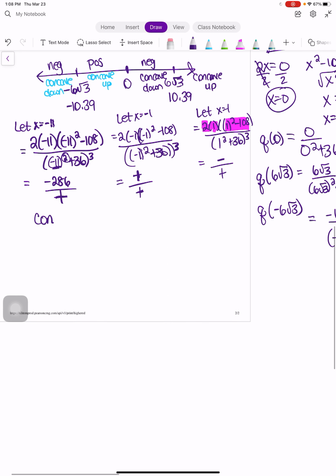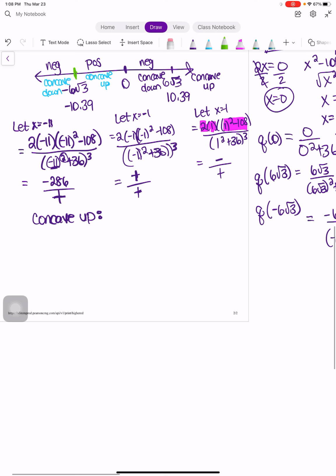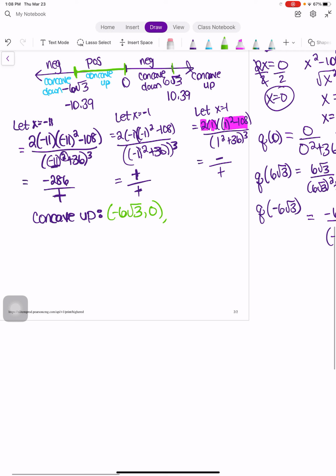All right. So the thing here then is, well, what are the intervals? So let's write the intervals here. We are concave up, let's change my colors, from negative 6 square roots of 3 to 0. So we would have negative 6 square roots of 3, 0. Then we're also concave up from a positive 6 square root of 3 to infinity.